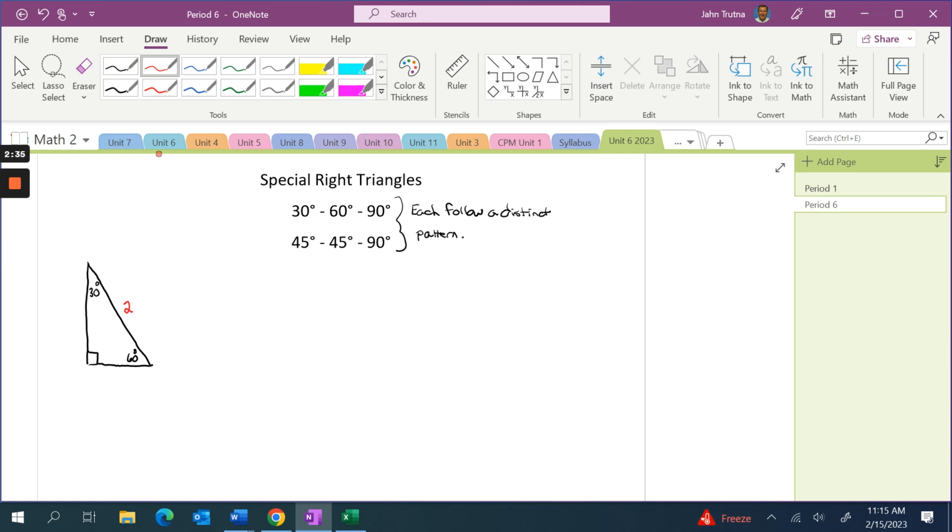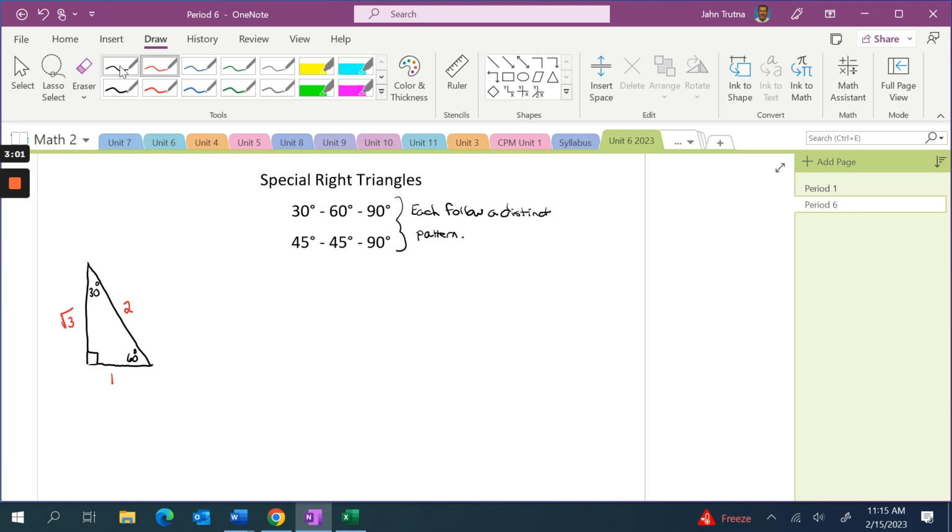Now, when you have a 30, 60, 90 triangle, you're always going to put a 2 at the hypotenuse. The shorter side, you're always going to put a 1. And then the longer side, you're always going to put a square root of 3. Okay, so that is the pattern. When I said that each of these triangles follows a distinct pattern, this is the distinct pattern that the 30, 60, 90 triangle follows.